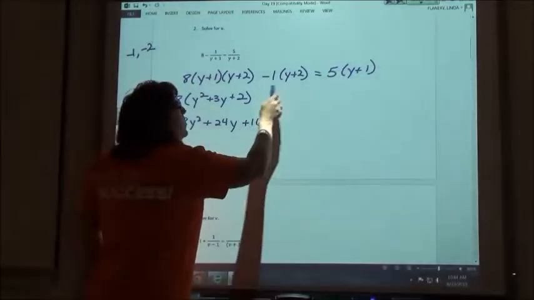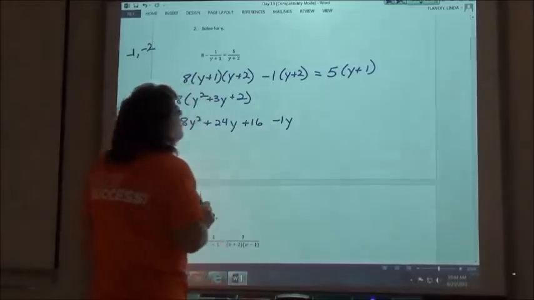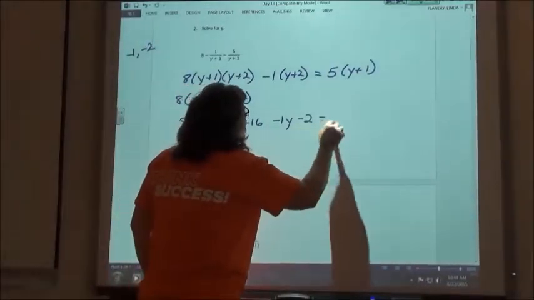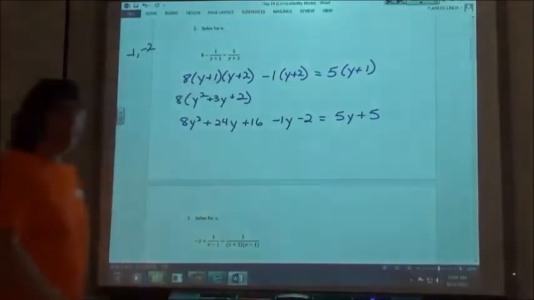Using my distributive property here, I'm going to multiply by -1. I'm going to leave the 1 there just for fun. -1y minus 2 equals, on the other side, 5y plus 5. There.